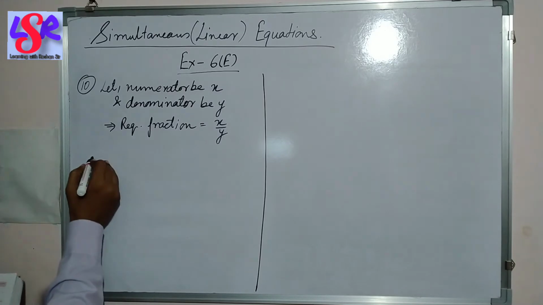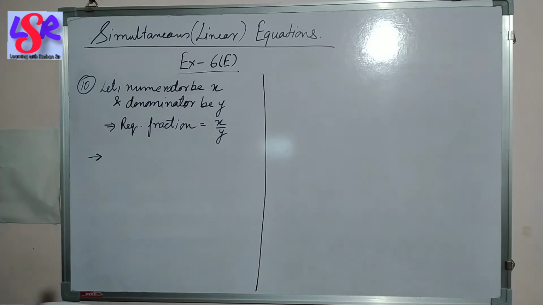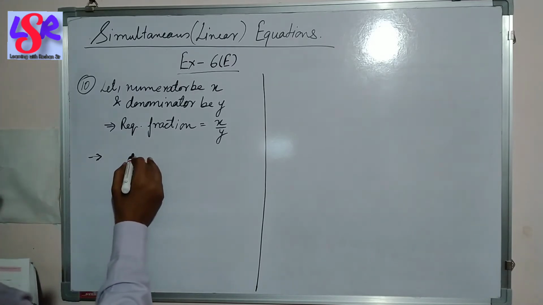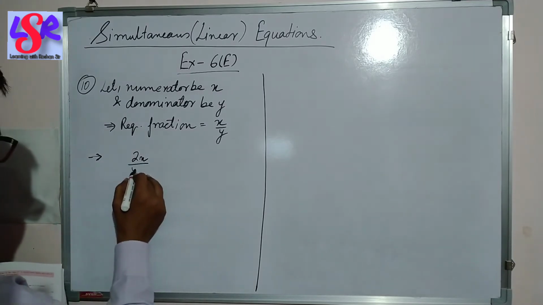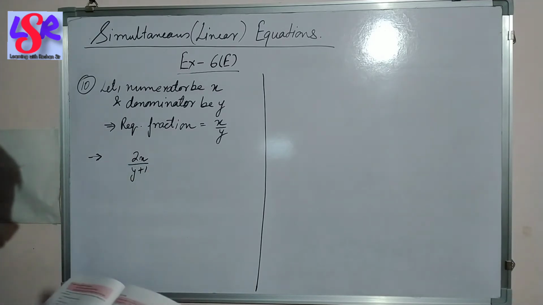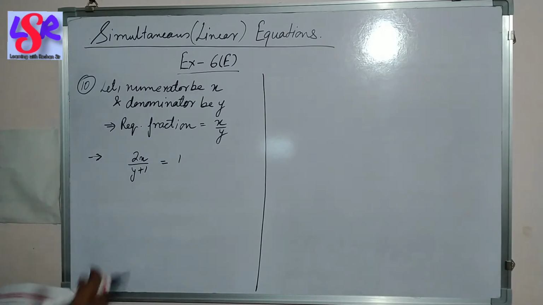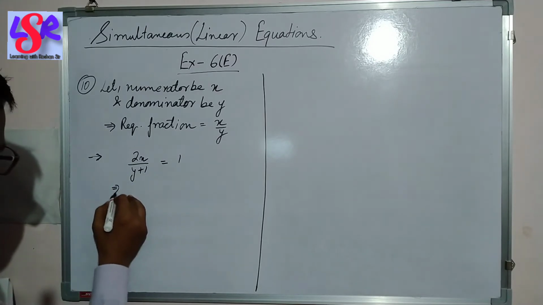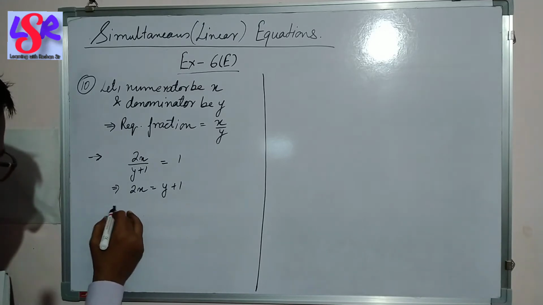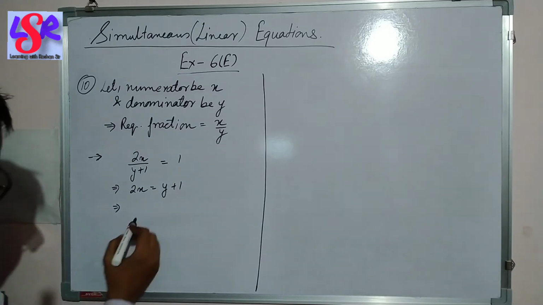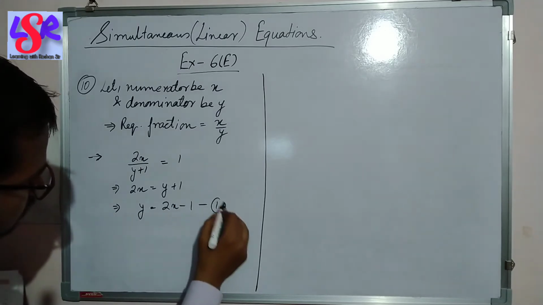So for the first equation, it has been given that the numerator of the fraction is multiplied by 2, that is 2x, and the denominator is increased by 1, that is y plus 1. It becomes 1. So here it is equal to 1. Now do the cross multiplication, and doing so this will be 2x equals y plus 1, and from here only we can find the value of y, and this will be y equals 2x minus 1. That is your first equation.